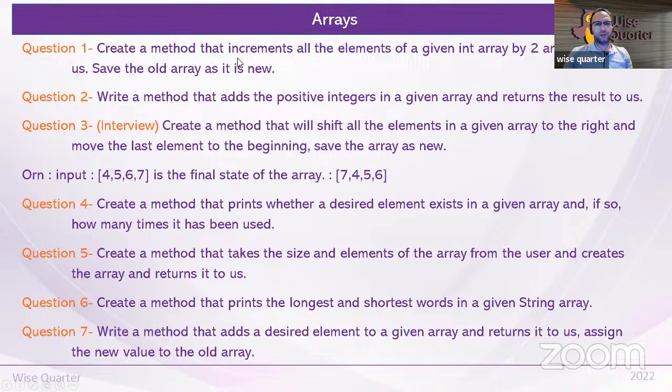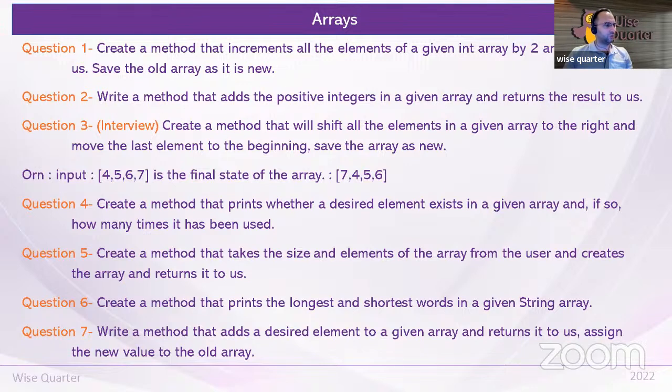Create a method that increases all the elements of the given array by 2 and returns the new one. Save the old array in this new one. It's very hard to understand. We will create a method, and it will increase all the elements by 2, and we will resave it in the same element, I think. Yes, this is the task.